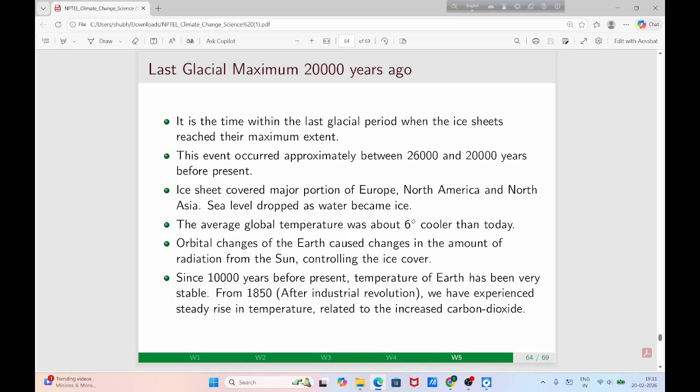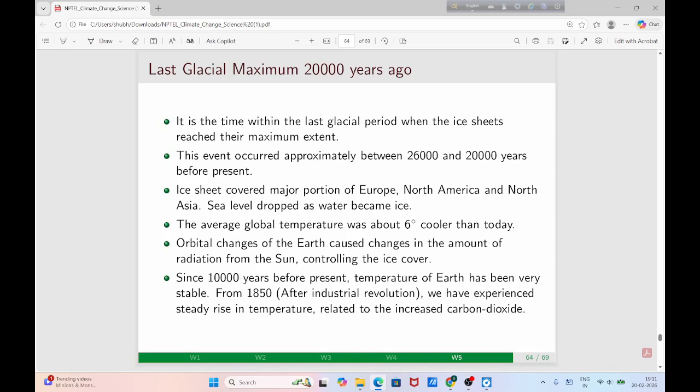And the reasons are there: orbital changes of the Earth, also known as Milankovitch cycles, which mainly cause the ice ages. But there are different factors also, like greenhouse gases or volcanic activities. We will cover that.